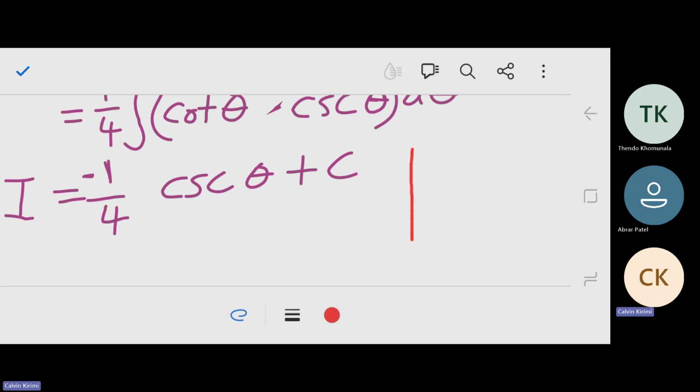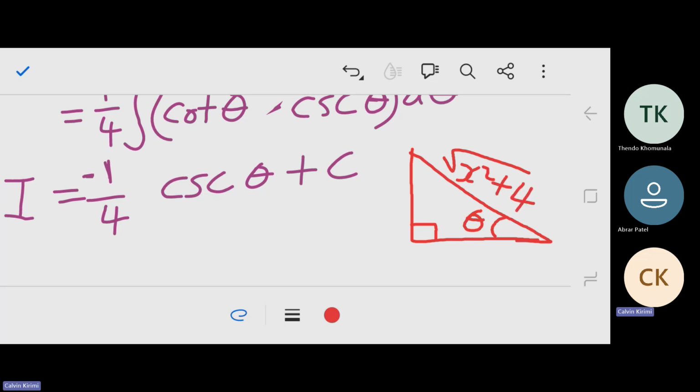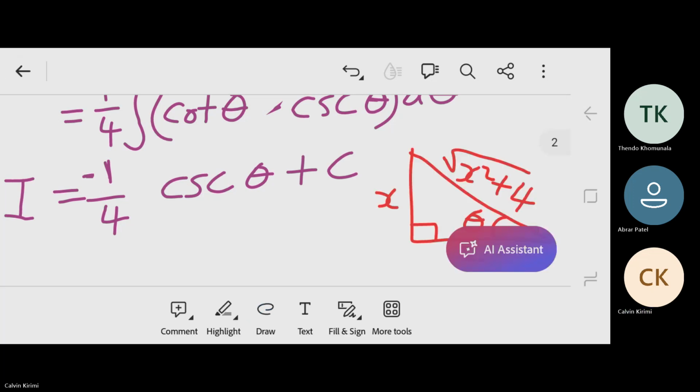It was like this. Right angle triangle. Then we said this was our theta. Then this is the root of x squared plus 4, and it always falls on the hypotenuse. Tan theta, remember it was x over 2, opposite over adjacent. Okay. That is tan theta.